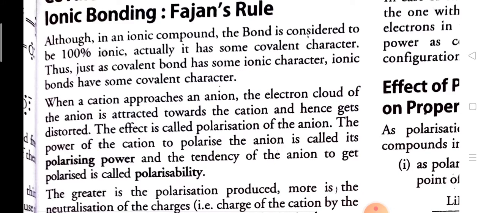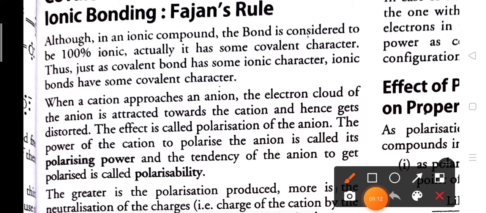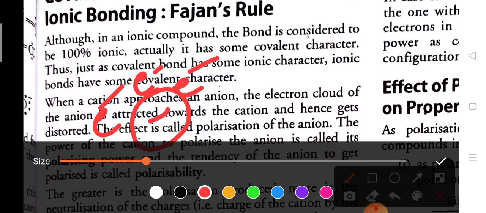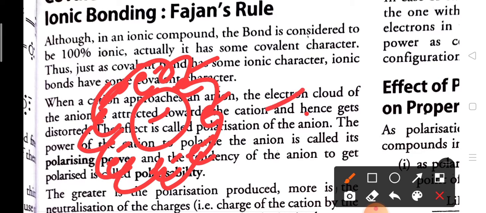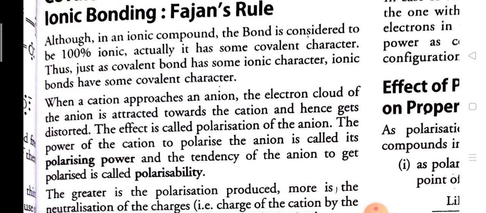Now, when a cation approaches an anion, the electron cloud of the anion is attracted towards the cation and hence gets distorted. This is the anion, and the electron cloud is present around it, and this cloud is attracted by the cation. So the structure of the anion will distort, and this effect is called polarization.